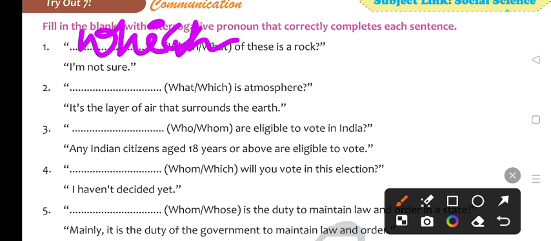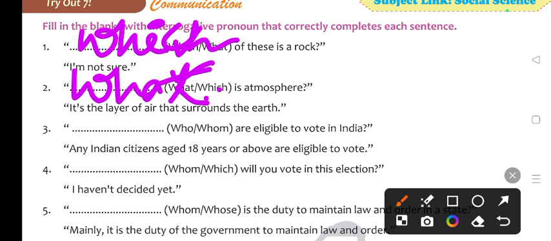Now next is dash is atmosphere. So what is atmosphere? It's a question, interrogative. Now you are asking a question. What is atmosphere? It is the layer of air that surrounds the earth. Now dash are eligible to vote in India. So who are eligible to vote in India? Next is any Indian citizens aged 18 years or above are eligible to vote. Now dash will you vote in this election? So whom will you vote in this election?